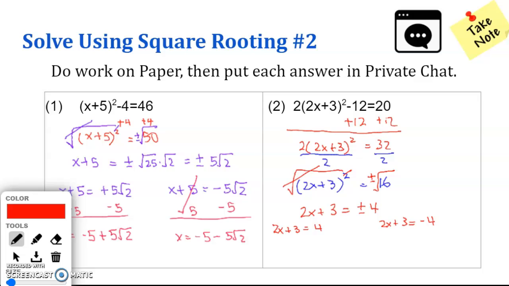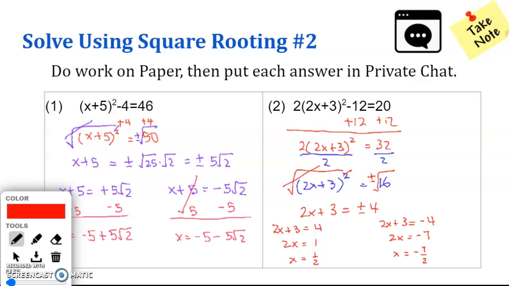So I am going to subtract 3 from both sides, and that leaves me with 2x is equal to 1. And then divide both sides by 2, and you're left with x is equal to half. On the right hand side, I am going to subtract 3 from both sides, and that leaves me with 2x is equal to negative 7. Then divide both sides by 2, and you're left with x is equal to negative 7 over 2.